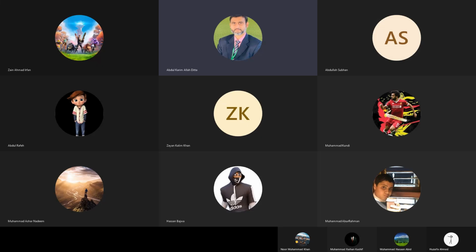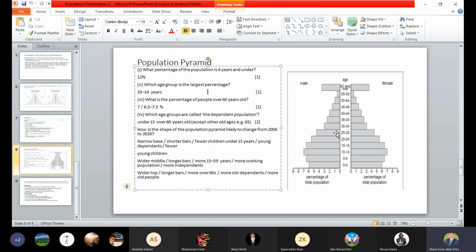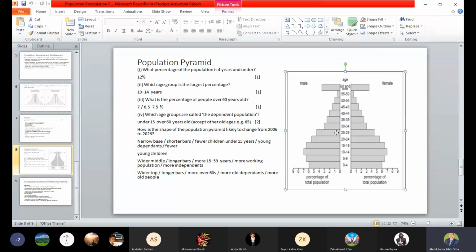Bismillahirrahmanirrahim. You can see this is a population pyramid in which we can see the proportion of male and female of selected group. Their percentage, you can see that on the left side we have male percentage, and on the right side we have female percentage, my dear.